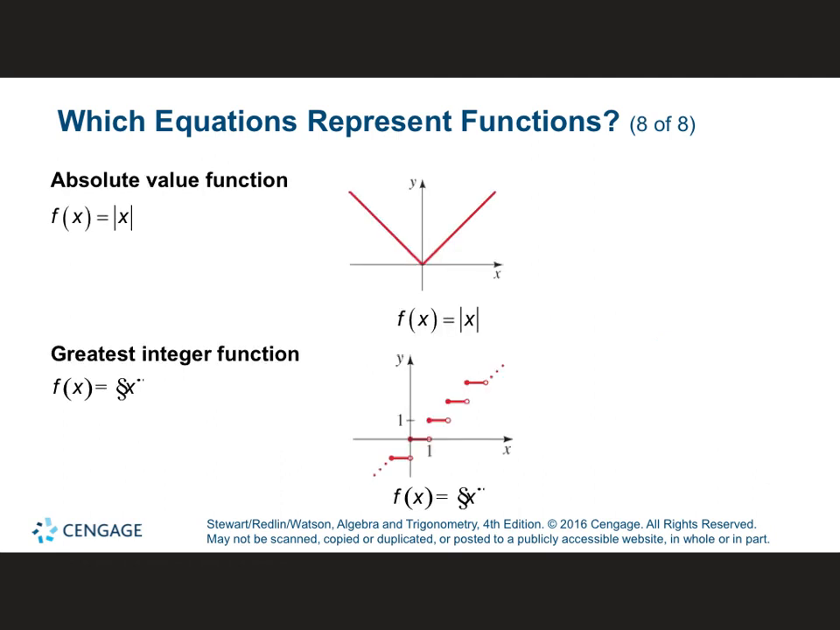And lastly, you have your absolute value function, which looks like a V, and your greatest integer function. You'll see these more like this: f of x is equal to a bracket of x, like this. Okay.